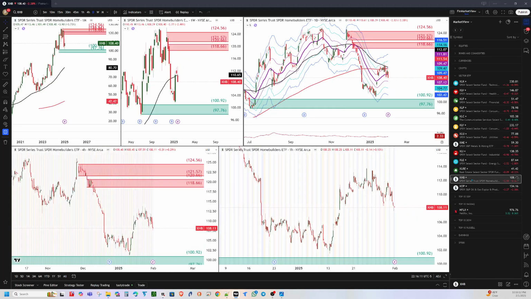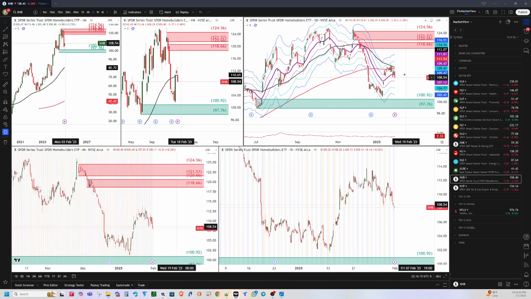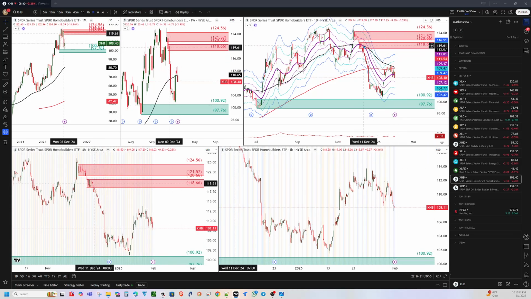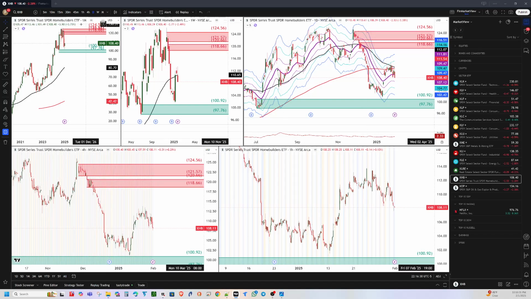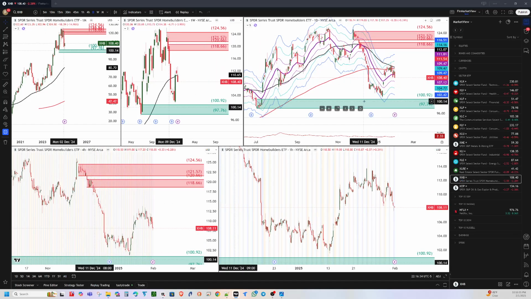XHB, home builders, is the same thing, right in the middle of the chart. This is the strongest support which I am seeing, 100, but you also have a strong resistance at the 118 to 120 levels on a daily time frame, because these levels are coming from confluence with weekly and monthly levels. So for XHB, those are the key levels.